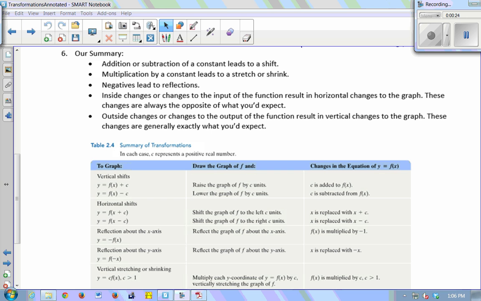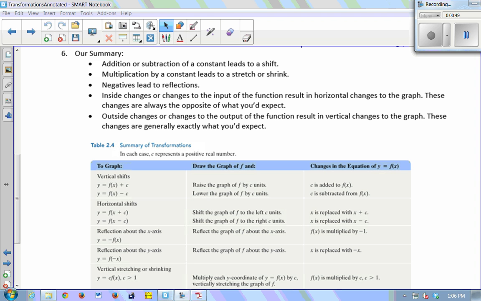Okay, so this was the summary of what we learned. When you make transformations, when you make changes to a parent function's equation, if you add or subtract, that's going to lead to a shift, up, down, left, or right. If you multiply, that's going to lead to a stretch or a shrink, a vertical stretch or a shrink, or a horizontal stretch or a shrink. And negatives lead to reflections.